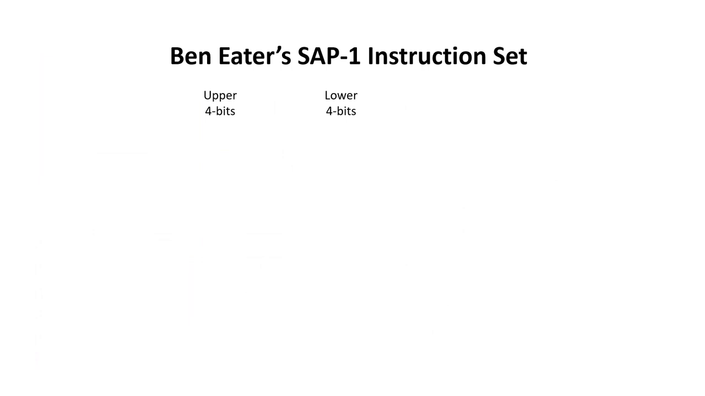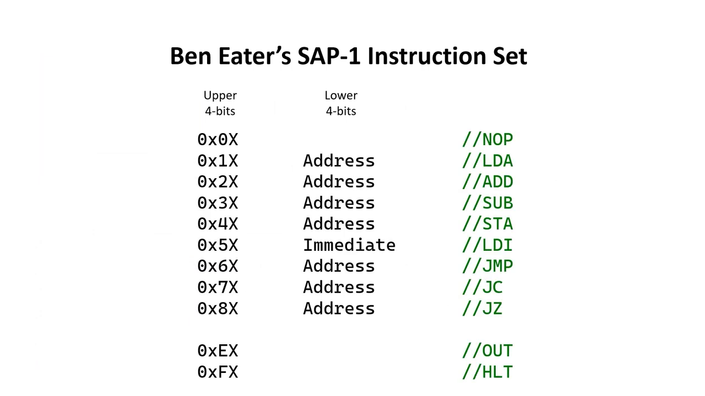This machine is instruction set compatible with Ben's SAP-1. The first 5 instructions are from Albert Paul Malvino's original design. Ben added the LDI, jump, jump on carry, and jump on 0 instructions. Out and halt were in the original design as well. The entire instruction is 8 bits wide. The upper 4 bits specifies the instruction, and the lower 4 bits is an operand, which is usually an address or an immediate value in the case of LDI.